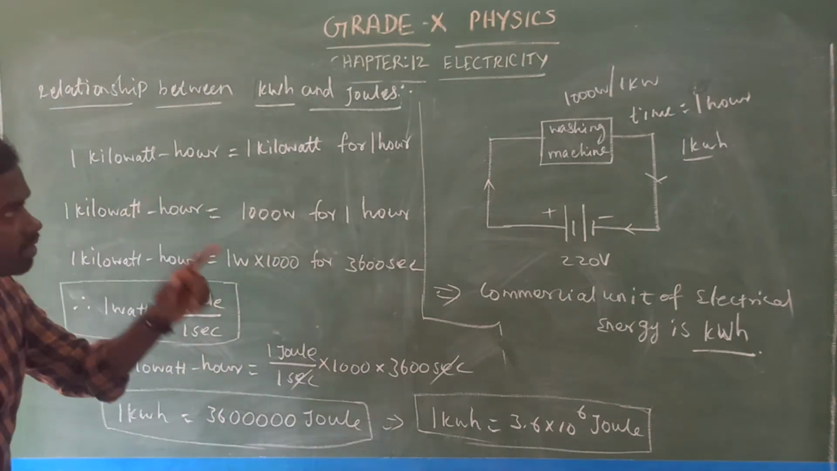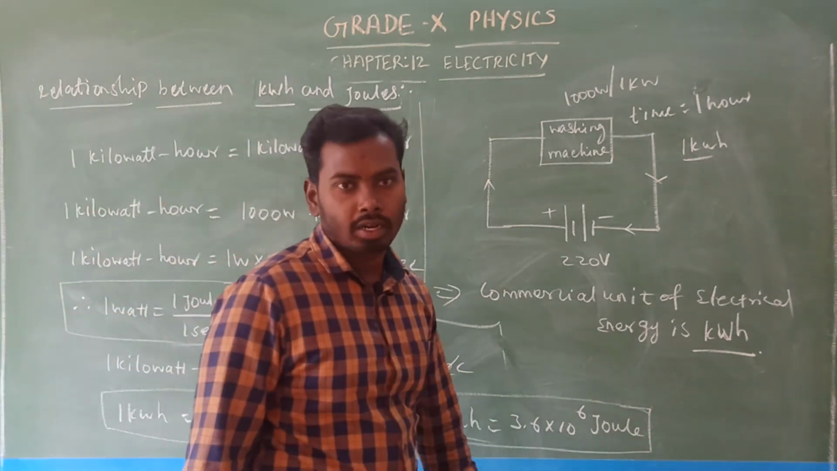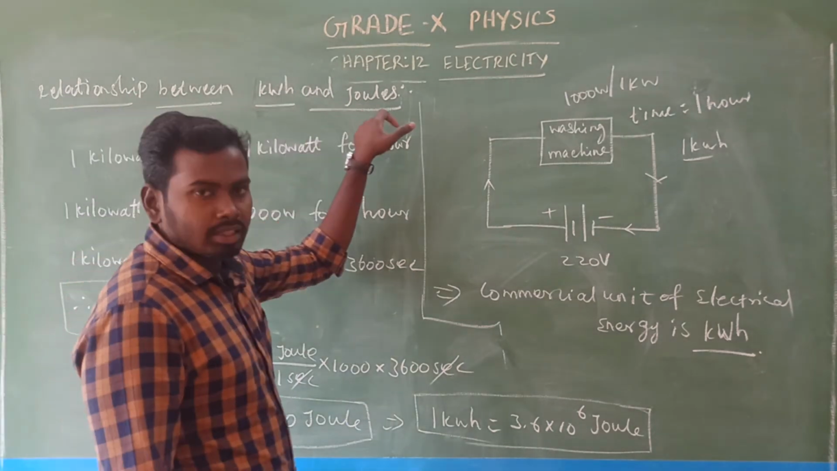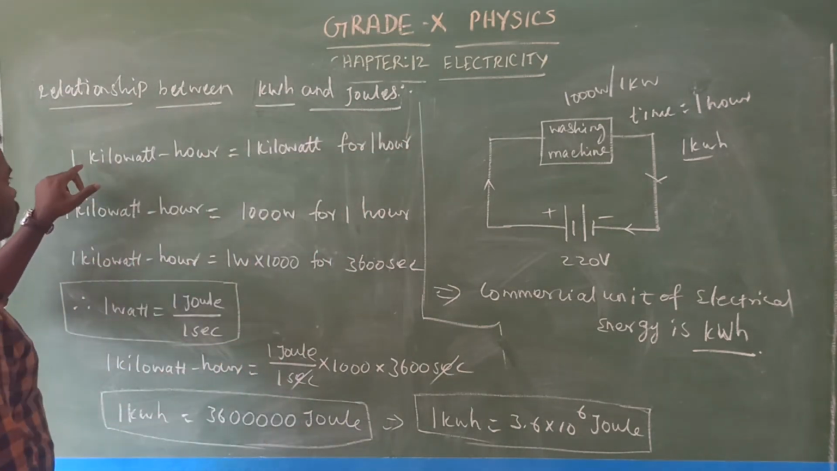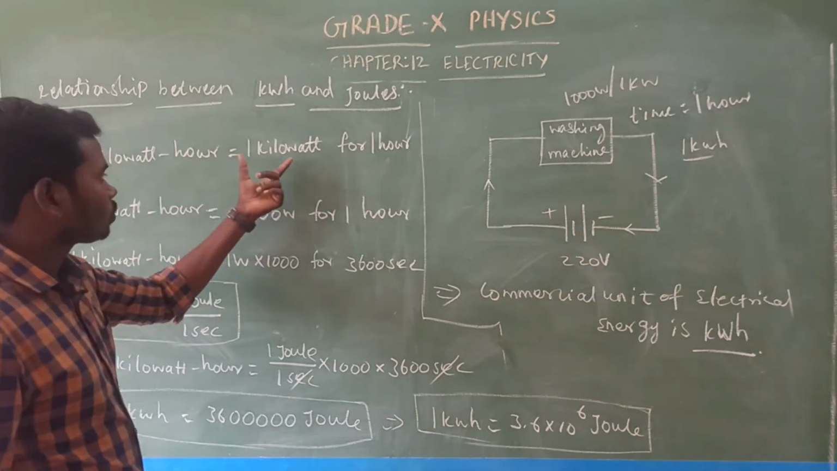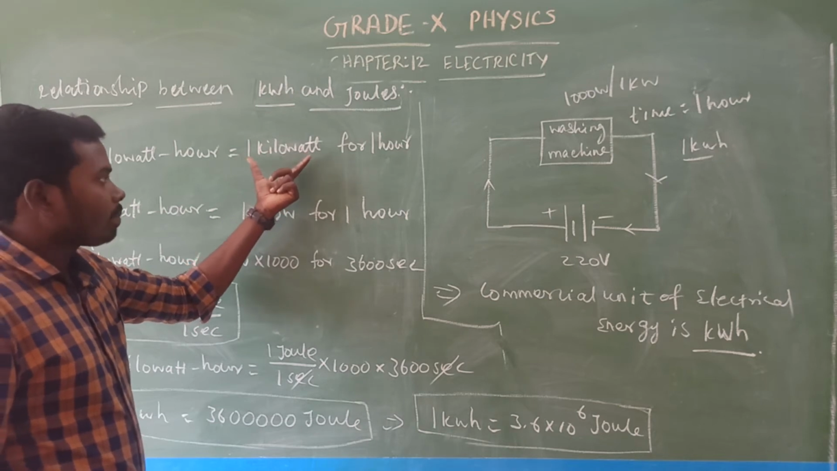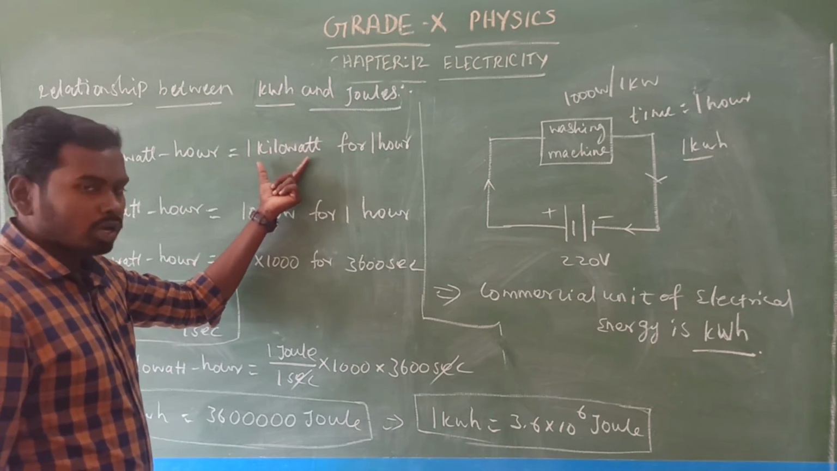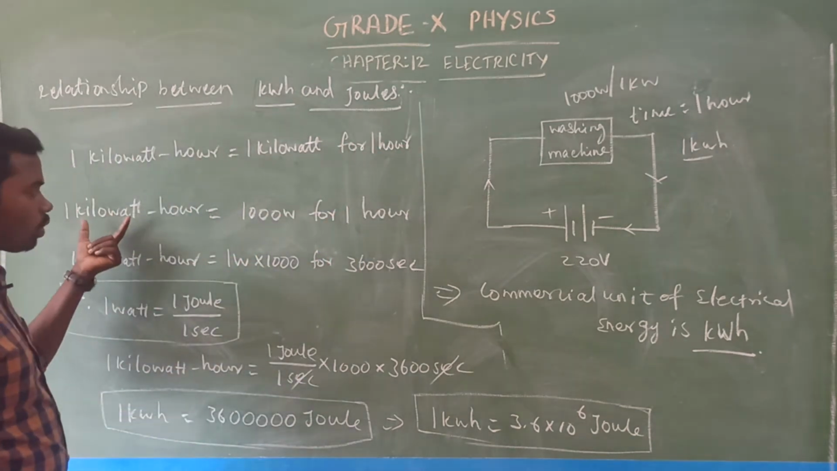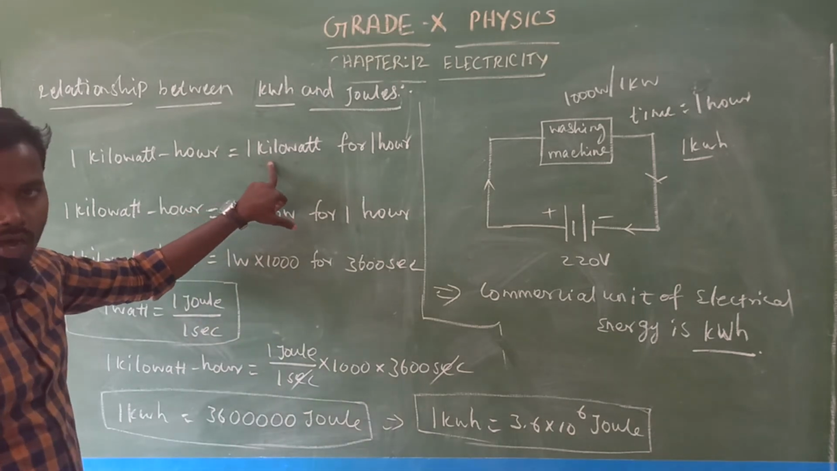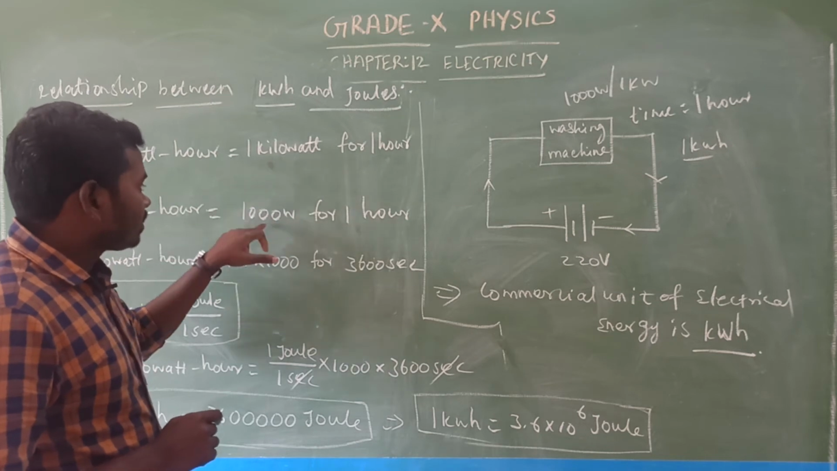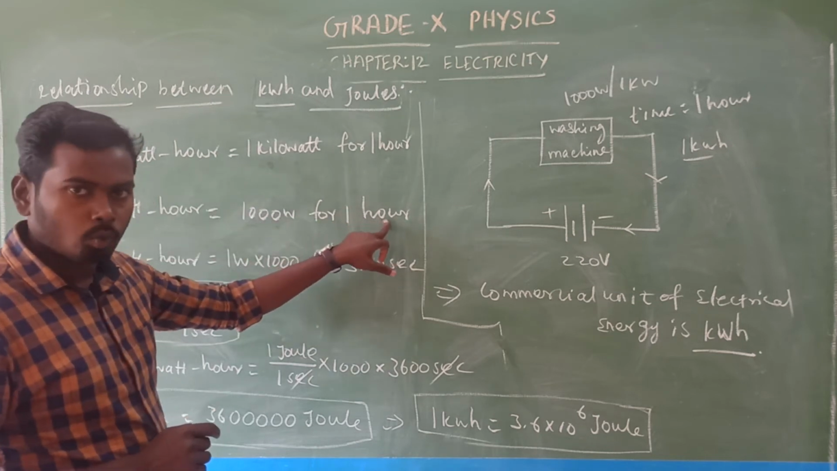So kilowatt hour is the commercial unit of electrical energy. Note this point. There is a relationship between the kilowatt hour and the joule. Look here. 1 kilowatt hour is 1 kilowatt for 1 hour, which means the electrical appliance has a power rating of 1 kilowatt and is used for 1 hour. Again, we can write 1 kilowatt hour equals 1 kilowatt, which is equal to 1000 watt, for 1 hour.